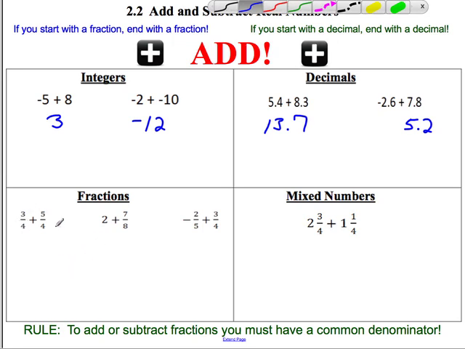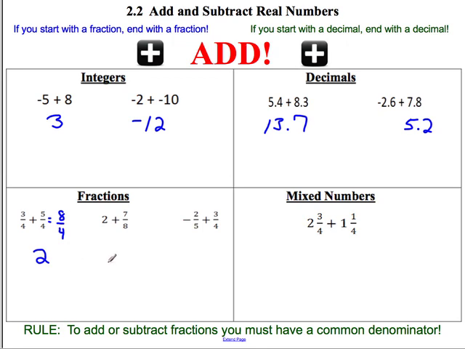This one's nice and neat. If I want to add 3/4 plus 5/4, not a problem. How many do I have total? Add them together, I have 8/4. Awesome. And the bar in the middle means divide. The fraction bar means divide. So what is 8 divided by 4? It's really just 2. That is a fantastic one right there.